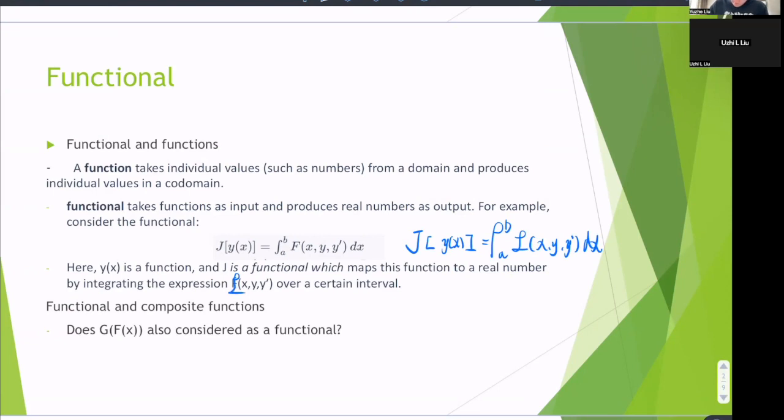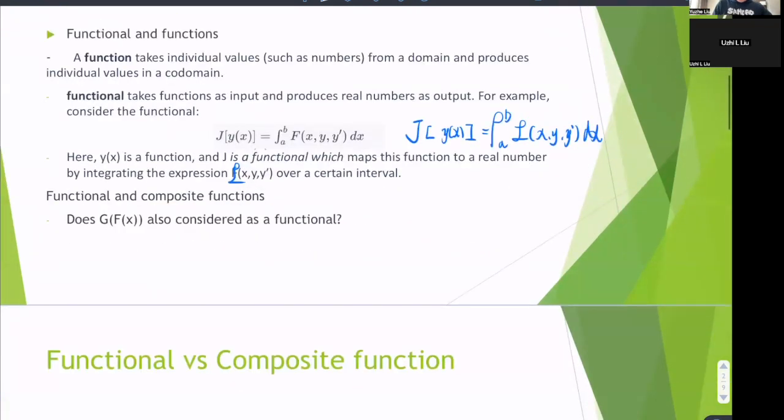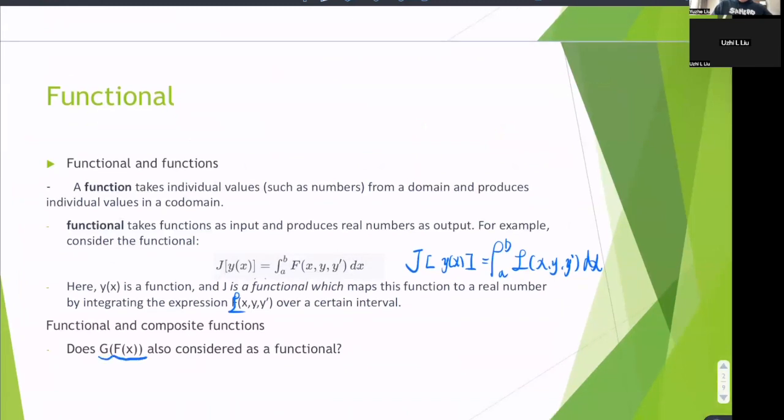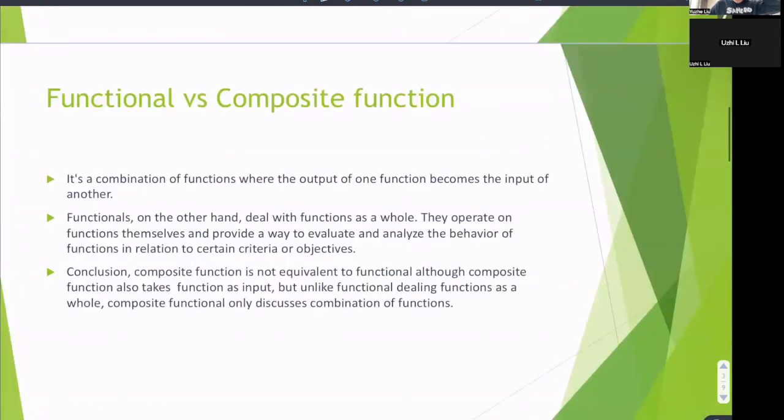Here we have the interval a to b. When we think about taking a function as an input, I personally think about composite functions, since sometimes we write a composite function in this way. Does it also mean the function g takes f of x as its input? So what's the difference between functionals and composite functions? Are they the same or different? To figure out the question, we have to understand what a composite function is. A composite function is more like a combination of functions.